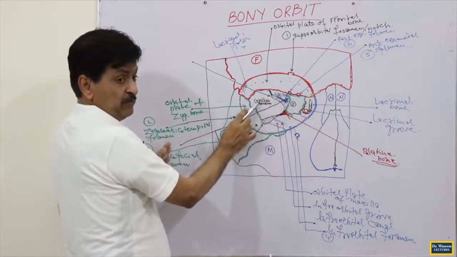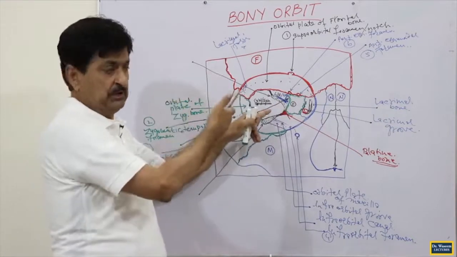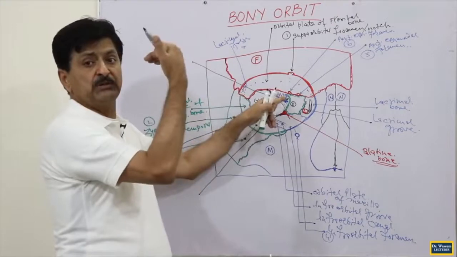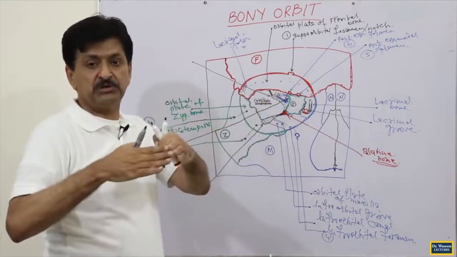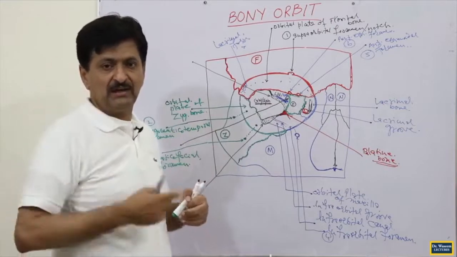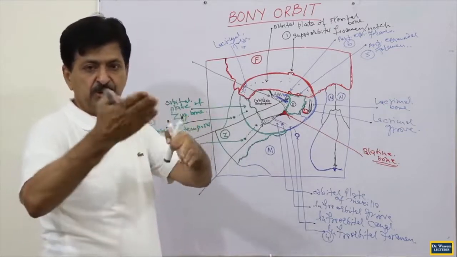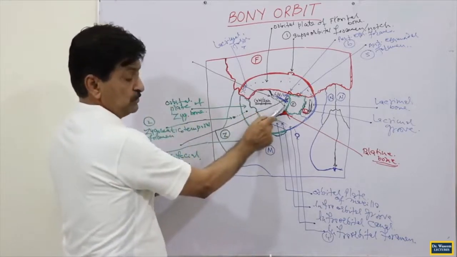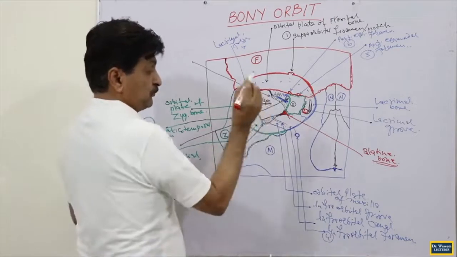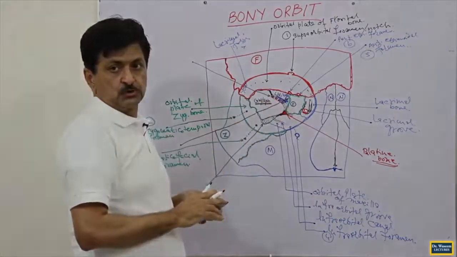The greater wing of sphenoid we have already seen. The greater wing of sphenoid forms the remaining portion of the lateral wall, and here the greater wing forms the remaining 10% of the roof. And you know that the greater and lesser wings of sphenoid are separate from each other. You have seen this in your middle cranial fossa. The lesser and greater wings form a big fissure here, called the superior orbital fissure. You know that almost four nerves pass through the superior orbital fissure: the third, the fourth, V1, and the sixth.